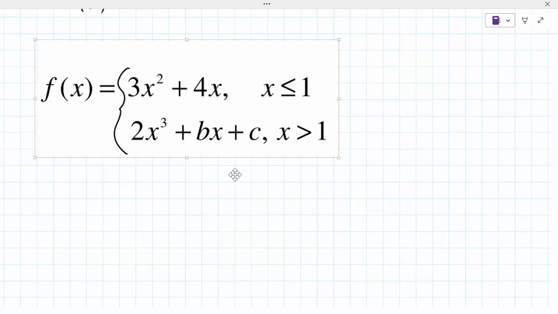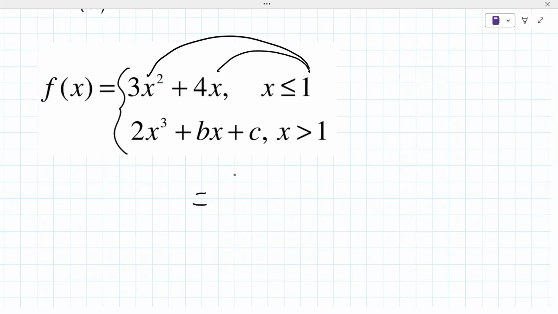Okay, so I plugged in 1 for both of the equations. Give me your two equations, your left side and your right side. 3x plus 4 equals 6x squared plus bx plus c. You're putting 1 in for x, so you should just get numbers, no x's. There should be no x's in your first equation. So 7 equals 2 plus b plus c.